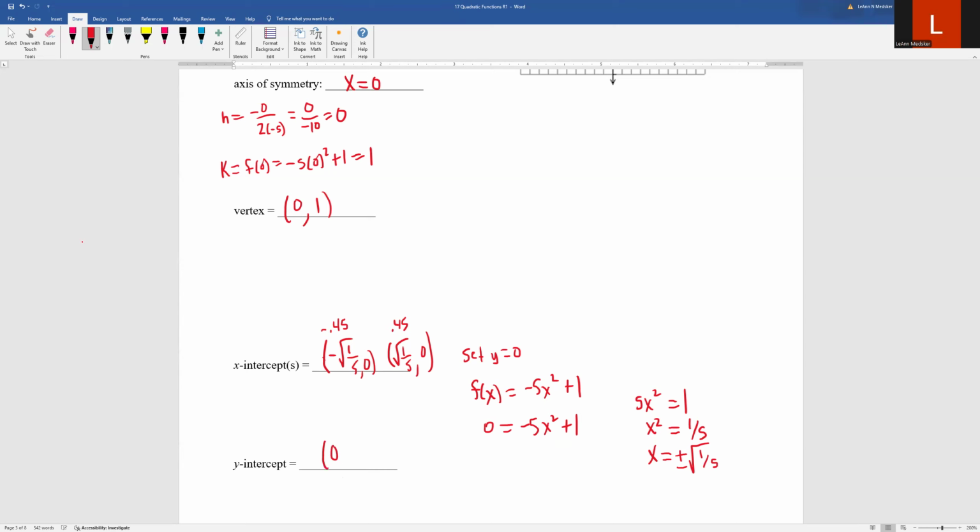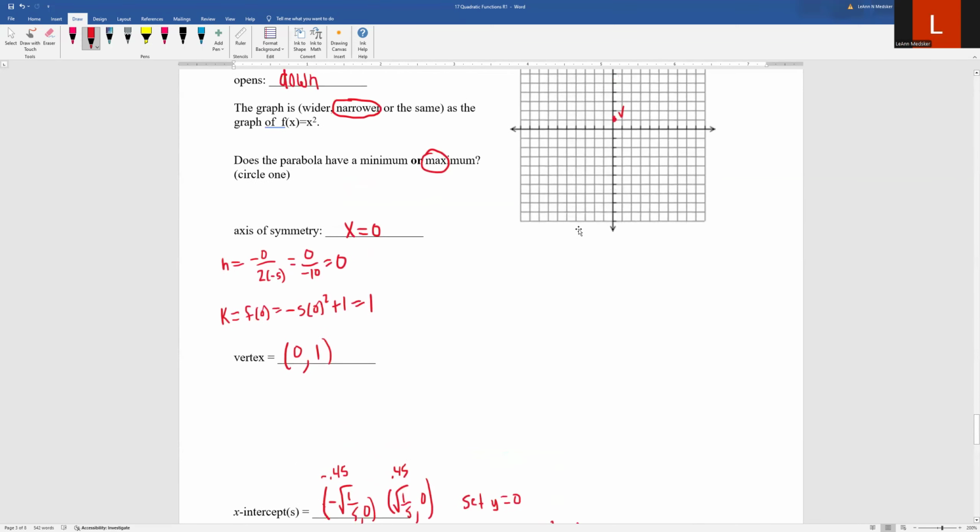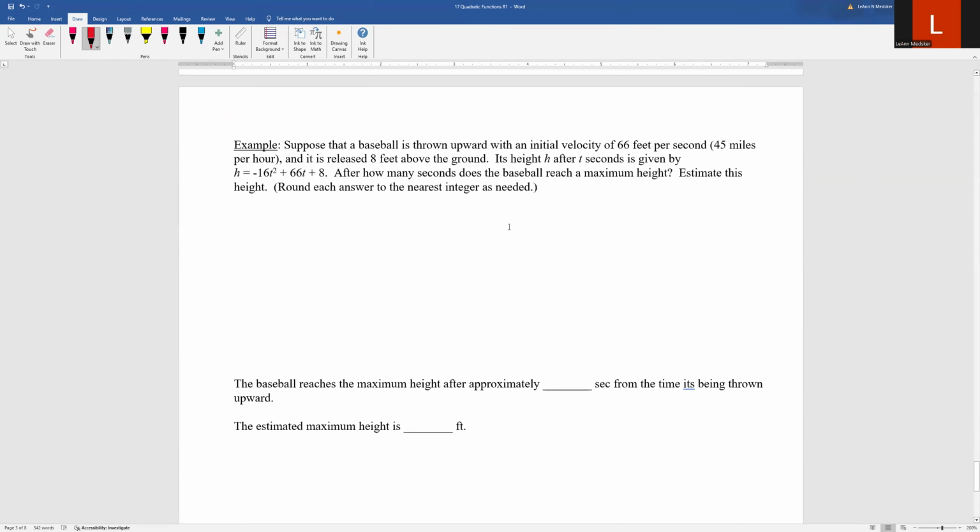Now the y-intercept is the vertex, because when you plug in 0 for x, you're going to get the 1 again. So we've already done that. So we're actually only going to get 3 points. So just a little less than halfway on the negative 0.45 and the positive 0.45 on the x-axis. So notice this is a really skinny little parabola. Really narrow. All right, so that ends up with the graphing.